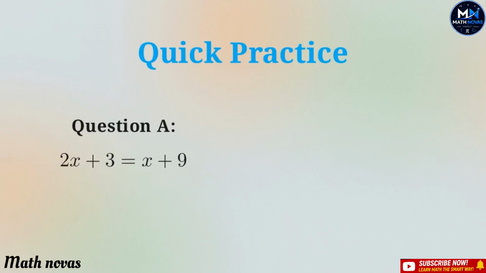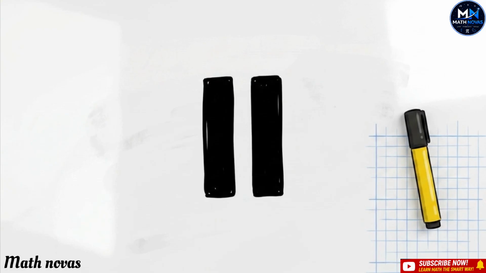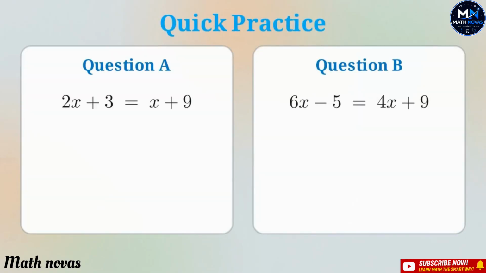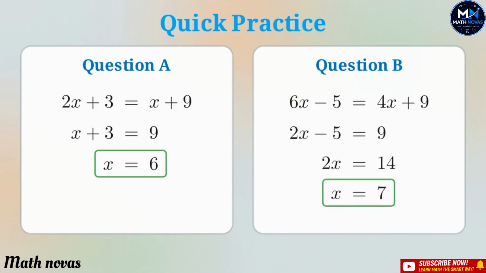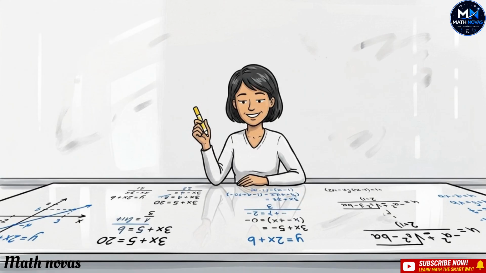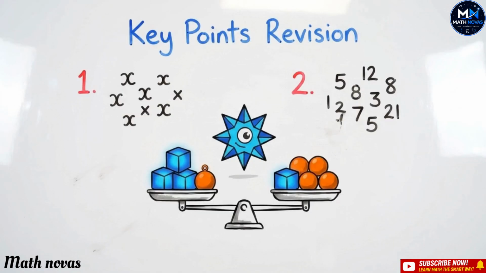Take a look at question A and question B on the board. Pause the video right here, grab some paper, and apply the two-step framework independently. Let's check your work. For question A, the steps leave you with x equals 6, and for question B, x equals 7. Solving these parallel problems ourselves is how we move from simply watching a lesson to actually building a skill. Let's summarize the workflow.